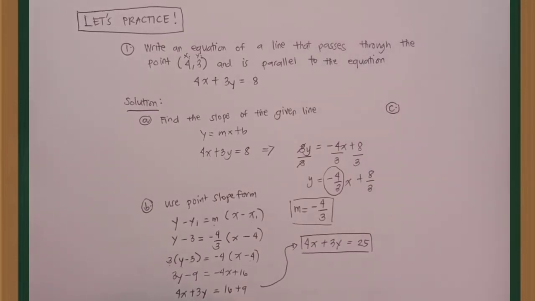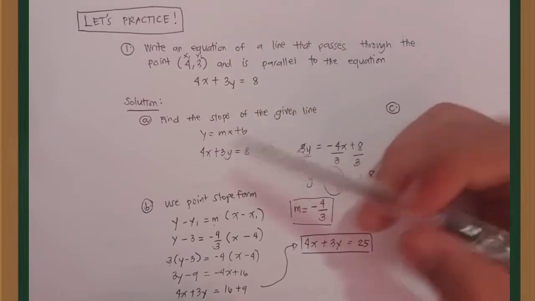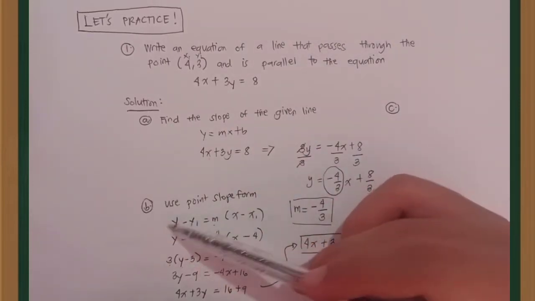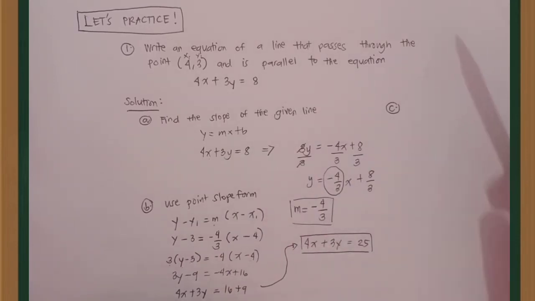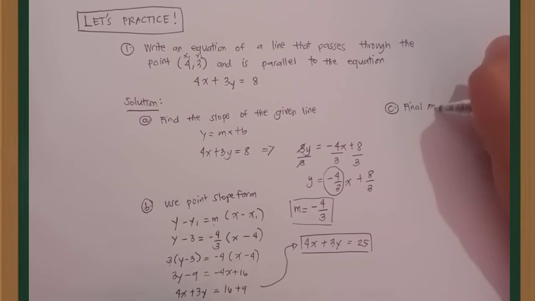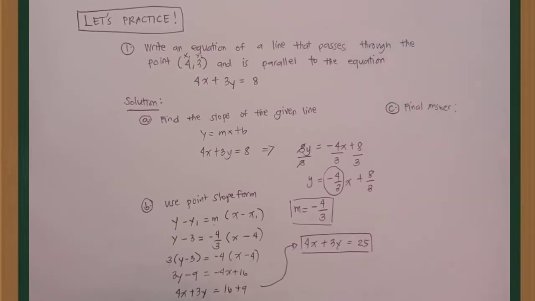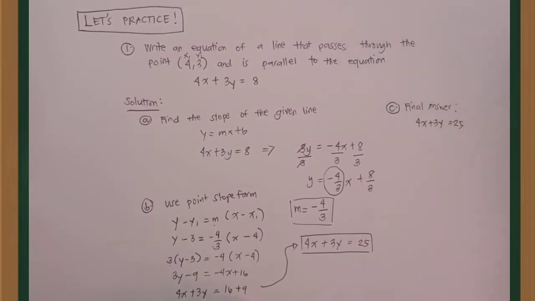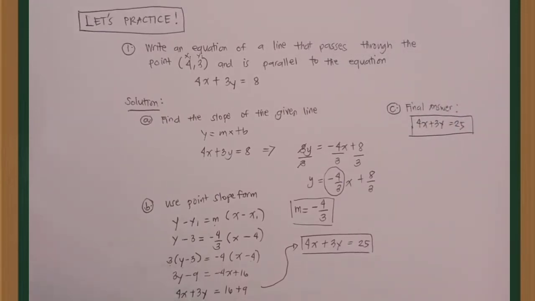So in your exam, you need to follow these 3 steps. First one, find the slope of the given line. Second step, use the point slope form. And the third step is to write the final answer. Okay, so what's the final answer? The final answer is 4x plus 3y equals 25. Okay, so this is the final answer. Am I clear? Very good.